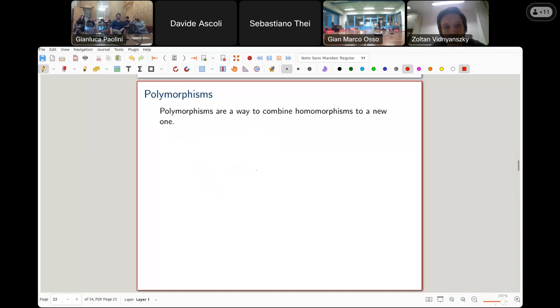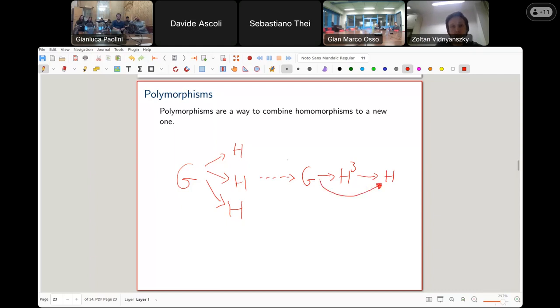Let me also talk a bit about a different intuition for polymorphisms. This is something very important, I think, and it is a better way of looking at them. Think about the structure G and the structure H, and assume that I have several homomorphisms from G to H. Then this gives me a homomorphism from G to H to the power of 3, which is just putting the coordinates next to each other. And then if I have a non-trivial polymorphism, I can compose these two, and suddenly I get a new homomorphism from G to H. So polymorphisms are a way to combine homomorphisms into a new one, and projections are a trivial way of just picking one.